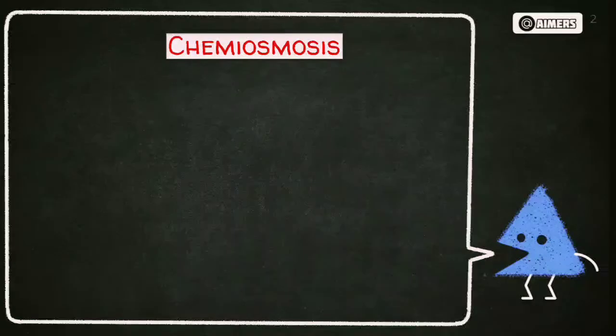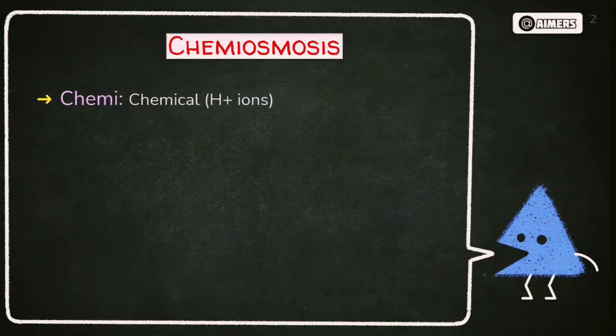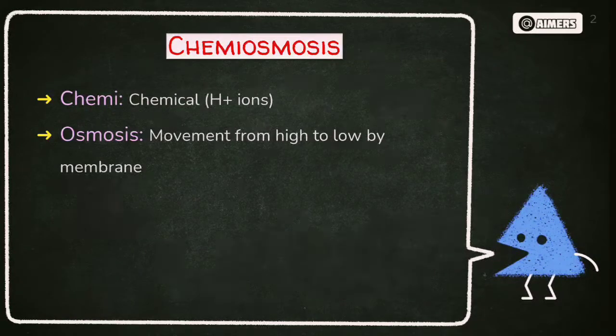Firstly, chemiosmosis is a combination of two words, chemi and osmosis. Chemi means chemical, and the chemical over here is H positive ion or a proton. And osmosis means the movement of water molecules from high concentration to low concentration with the help of a membrane or a cell membrane or a semi-permeable membrane. But over here, osmosis means the movement of H positive ions, and osmosis is always from high concentration to low concentration.